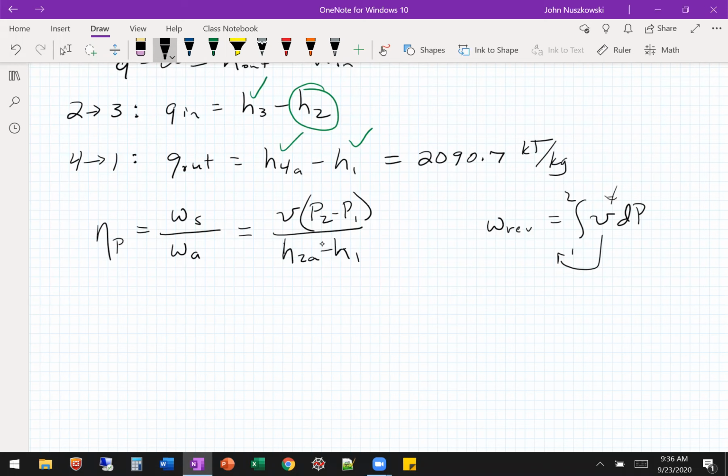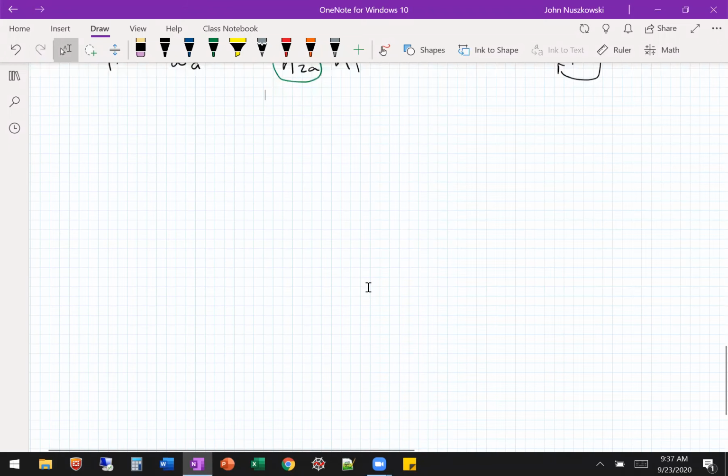So we can just grab the specific volume at state 1. We have both of these pressures. We have the enthalpy at state 1, so I need to write this value in the table because we already fixed state 1. And then the pump efficiency was given, so we can use that to get H2 actual. All right, so let's put that in the table.